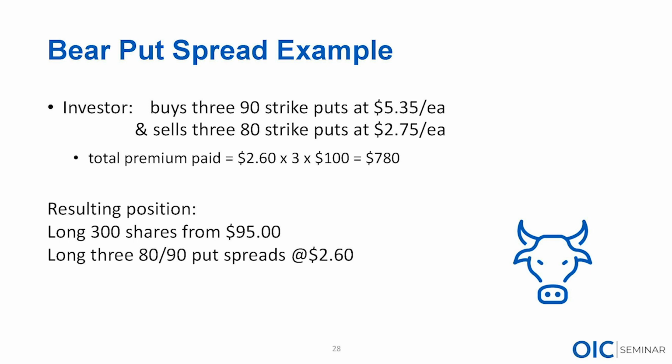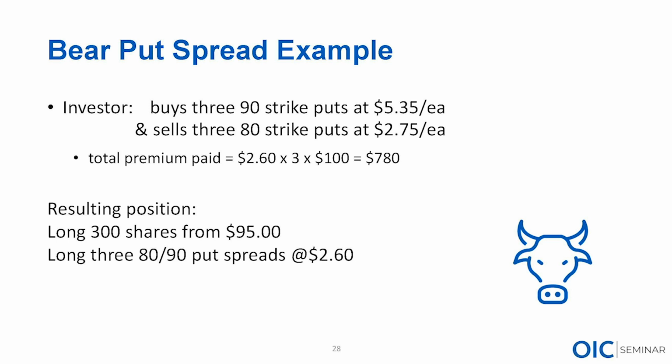If that's the case, then selling the 80 put for a relatively meaningful value could reduce your costs and improve your outlook on the trade. It will lower your break-even point. It'll improve your risk profile, knowing you don't have protection beyond a 20% drop in the market. So the resulting position becomes long 300 shares from 95, and now long 3 put spreads from the 80-90 strike at a net cost of $260.